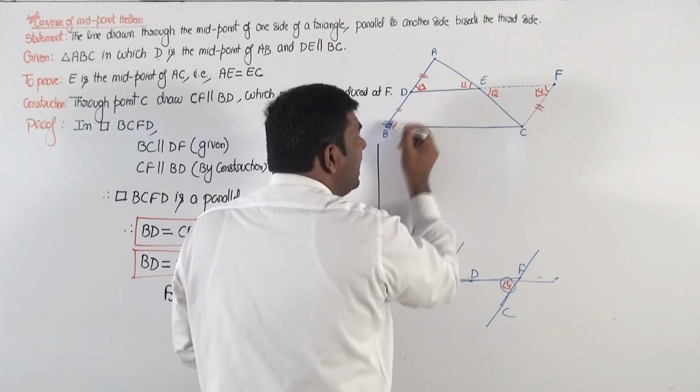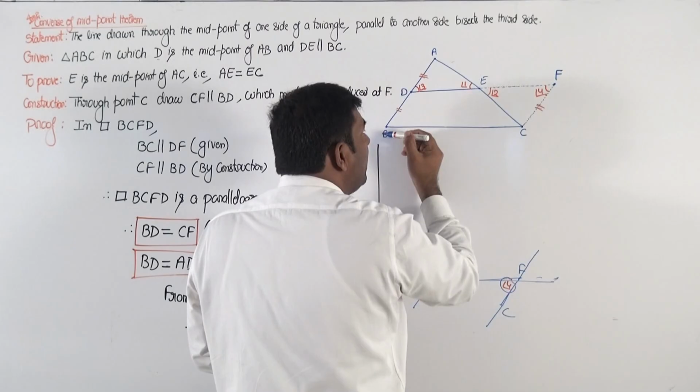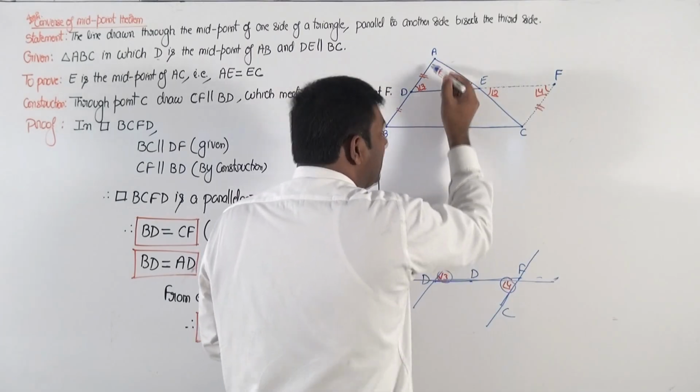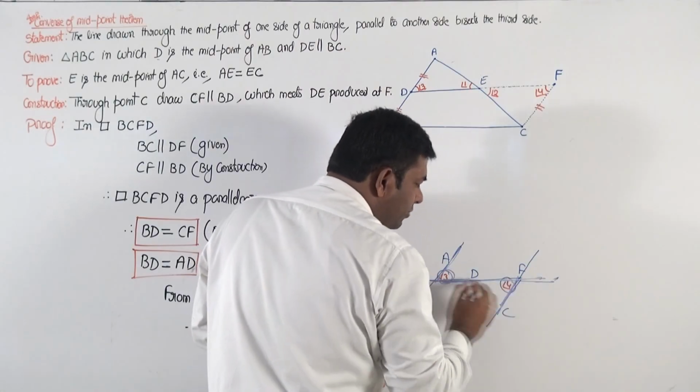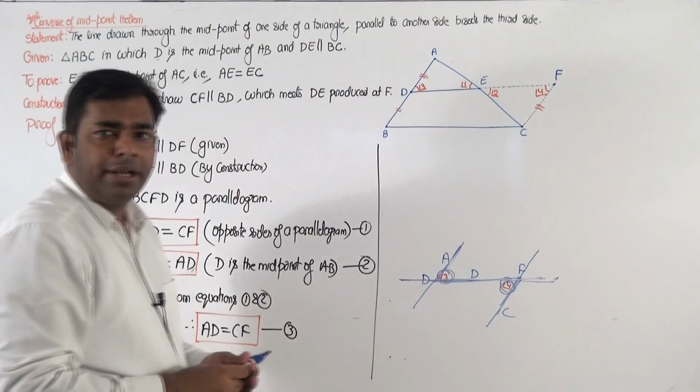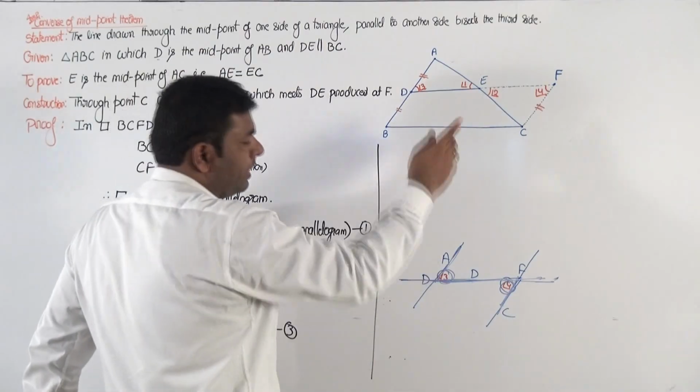CF is parallel to BD है, इसका मतलब क्या है? CF is parallel to AB, AB है इसका मतलब AD के पैरेलल में. मतलब this is parallel to this. ये दोनों पैरेलल है, ट्रांसवर्सल है. So 3 and 4 are alternate interior angles. They are equal. So 3 and 4 are equal.